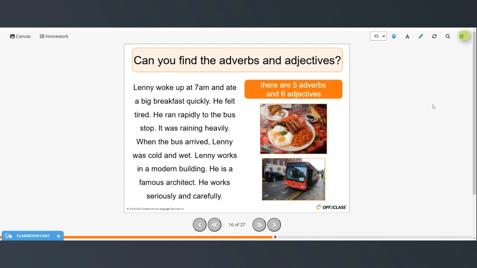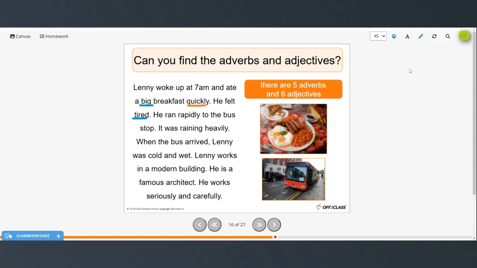Right, so Lenny woke up at 7 a.m. and ate a big breakfast quickly. So big is an adjective, and quickly is an adverb. He felt tired. Tired is an adjective.